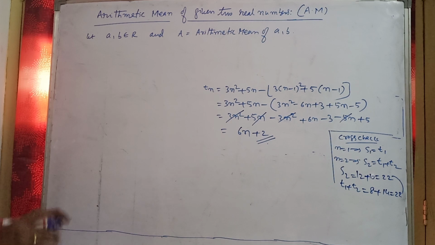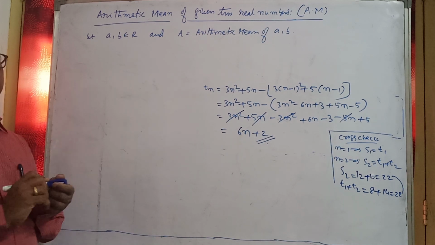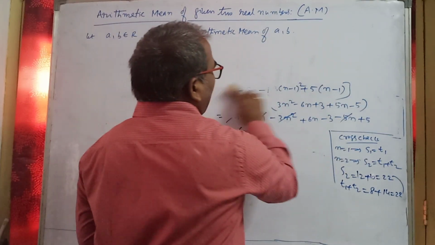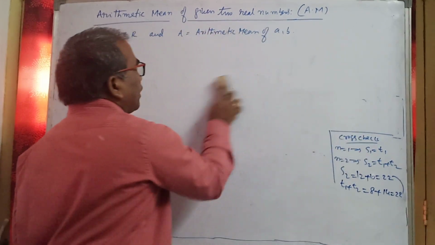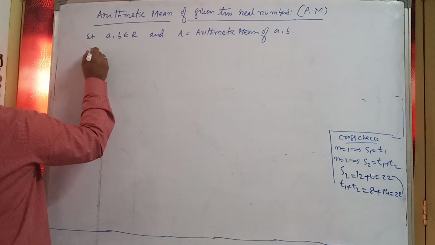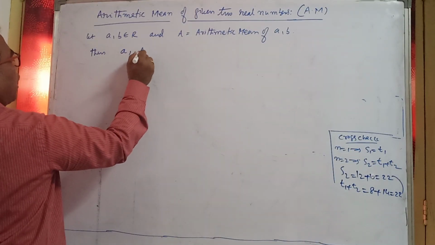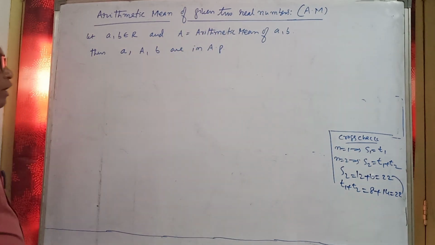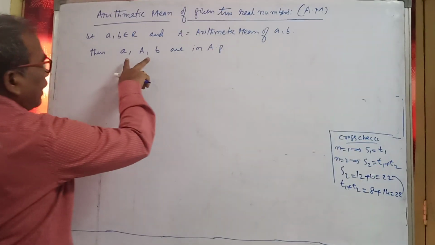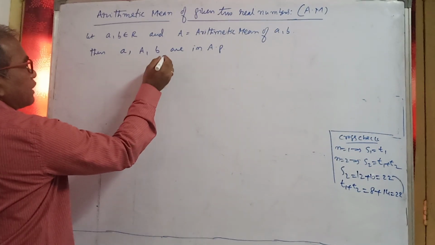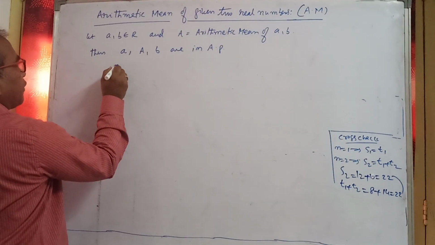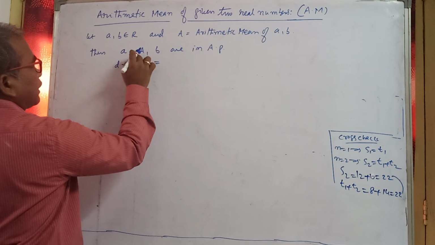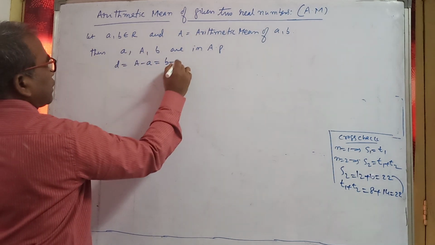Arithmetic mean means average. Remember, arithmetic mean means average. Whenever capital A is the arithmetic mean of small a, b, then 100% a, A, b are in AP. 100% these three terms are in AP. When three terms are in AP, their common difference is equal. Therefore, common difference T2 minus T1, A minus a, equals T3 minus T2, b minus A.